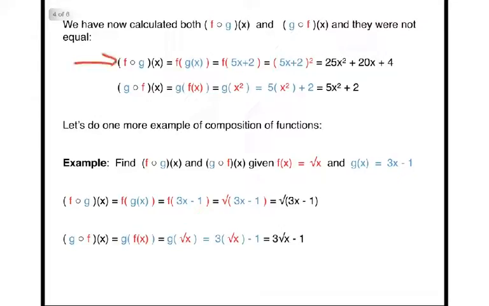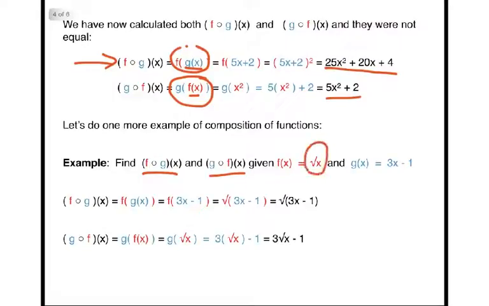In the first case, we substituted the function g into the function f, which yielded a trinomial. In the second case, we substituted f into function g, and we received 5x squared plus 2. Let's do one more example of composition of functions. Find f of g of x and g of f of x, given that f of x is the square root of x, and g of x is 3x minus 1.